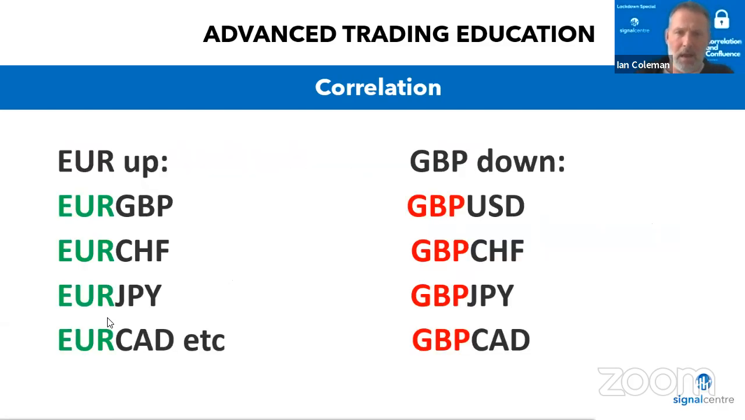So how can we do this? What pairs do we look at? What other products can we look at?